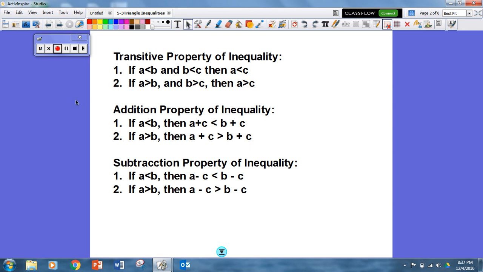There's the addition property of inequality. This says if A is less than B, then A plus C is less than B plus C, as well as if A is greater than B, then A plus C is greater than B plus C. Subtraction of inequality is very similar in that it says if A is less than B, then A minus C is less than B minus C. And if A is greater than B, then A minus C is greater than B minus C. All of these work as well for less than or equal to or greater than or equal to.